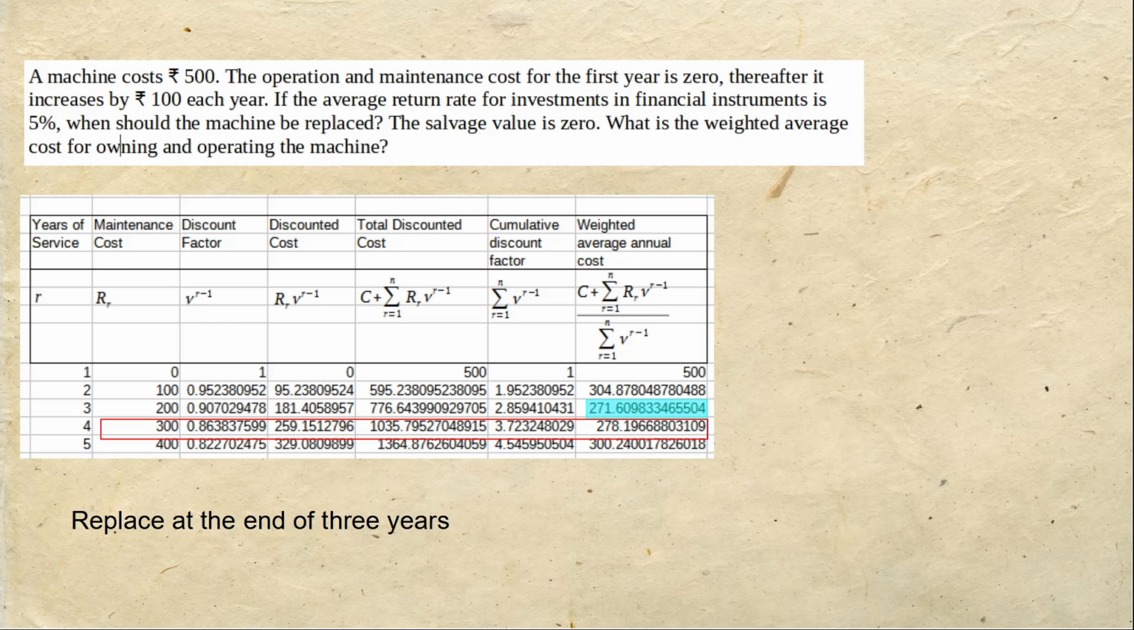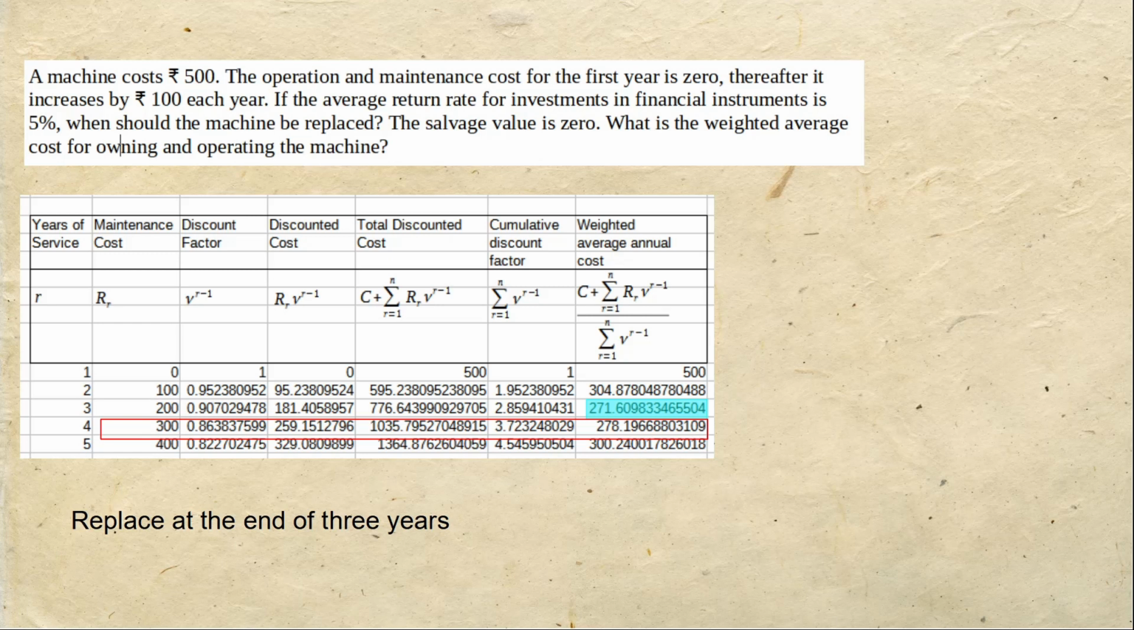After that, you need to remember one thing, that in the fifth column we have also added the subsequent cells. That is, if it is 500, then it's 500 plus 95, that makes it 595. 595 plus 181, that makes it 766.64. 766.64 plus 259 makes it 1035.79, and 1035.79 plus 329 makes it 1364. So, this is the way we have calculated column number 5.